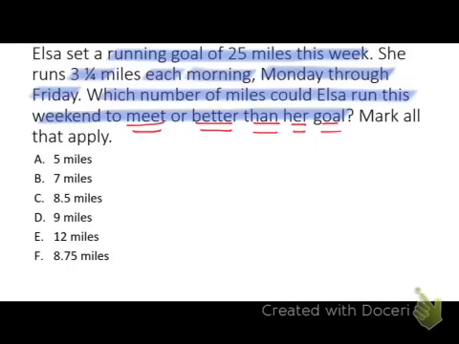So if she is traveling 3 1/4 miles for Monday through Friday, that's 5 days. And that translates to 13/4 times 5. That is 65/4. And 65/4 is 16 1/4. So over the week, Monday through Friday, she has run 16 1/4 miles.